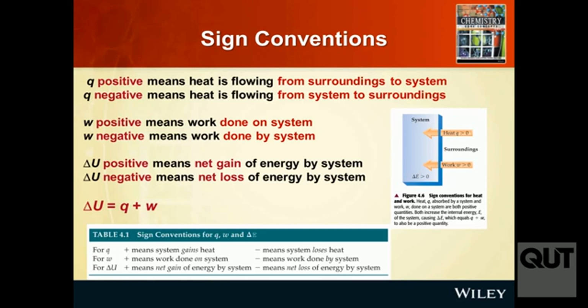Much the same way, if you think of the little guy inside your system, if somebody does work on him, then he has a net gain, so work is going to be positive. And if he has to actually do work on the system, then he's at a net loss, which means that the work would have a negative sign. So a delta U that's positive means a net gain of energy by the system from the surroundings, and a delta U negative means a net loss of energy by the system to the surroundings.